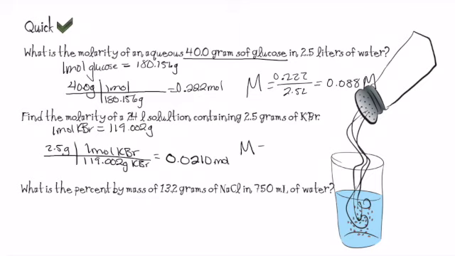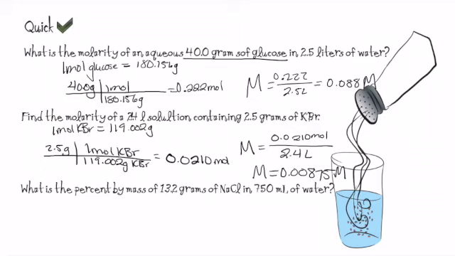Remember, our formula for molarity is moles divided by liters, and we had 2.4 liters. So molarity is equal to 0.00875 molar. What is the percent by mass of 13.2 grams of sodium chloride in 750 milliliters of water?